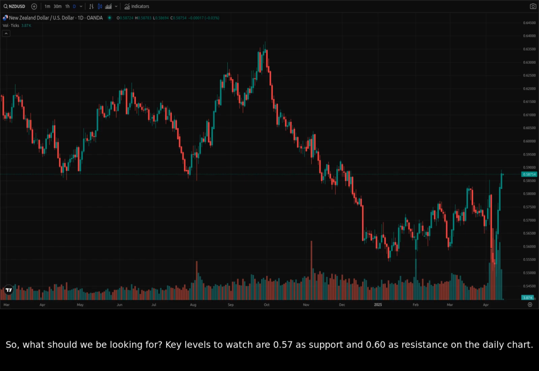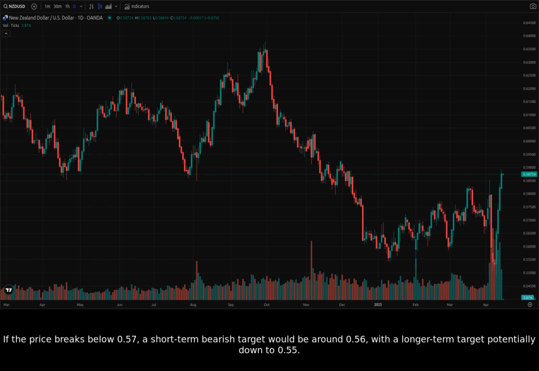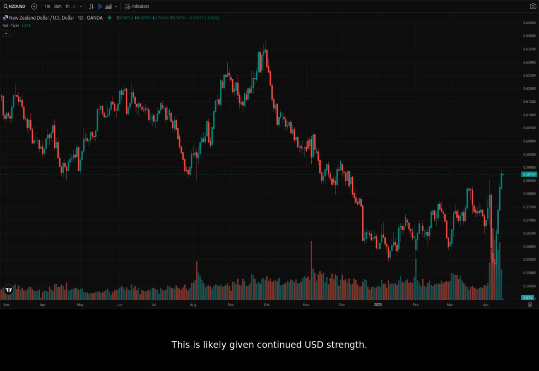So, what should we be looking for? Key levels to watch are 0.57 as support and 0.60 as resistance on the daily chart. If the price breaks below 0.57, a short-term bearish target would be around 0.56, with a longer-term target potentially down to 0.55. This is likely given continued USD strength.